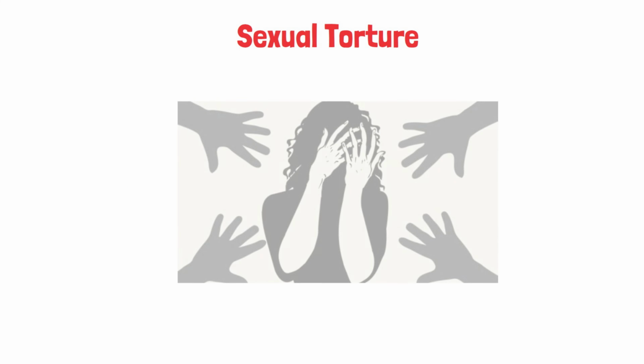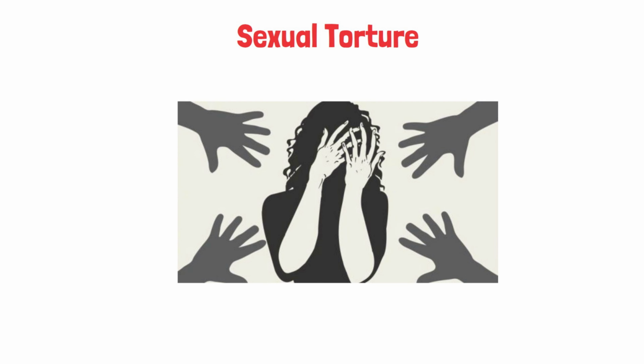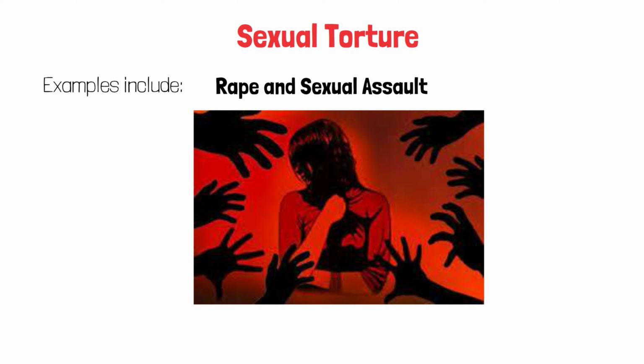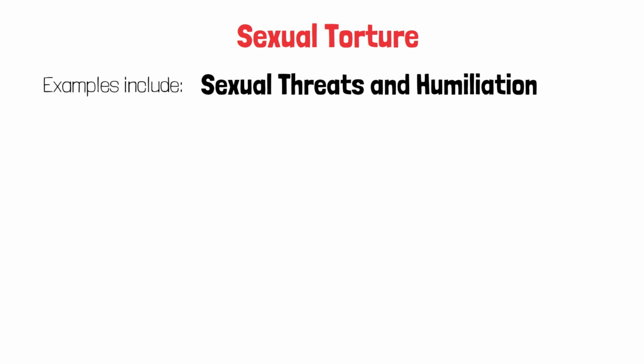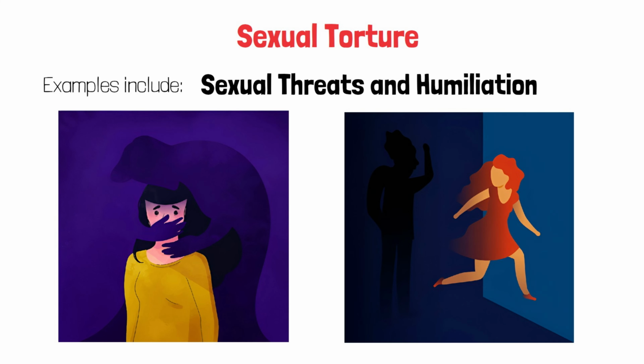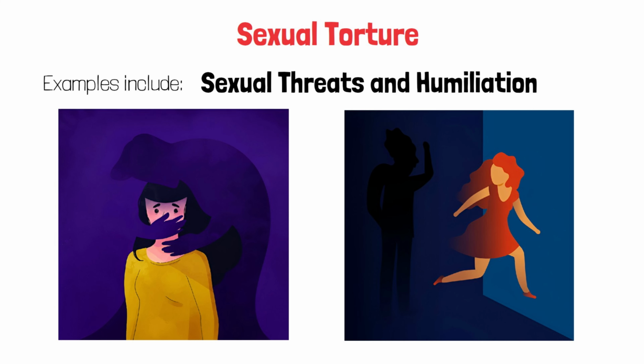Sexual torture. Sexual torture uses acts of sexual violence or humiliation to degrade, control, and inflict shame. Examples include rape and sexual assault, used as tools to humiliate and subjugate victims, especially in conflict zones. Forced nudity, forcing the victim to be naked in front of captors or others as a form of humiliation. Sexual threats and humiliation, forcing the victim into degrading sexual acts or making constant sexual threats to break their spirit.